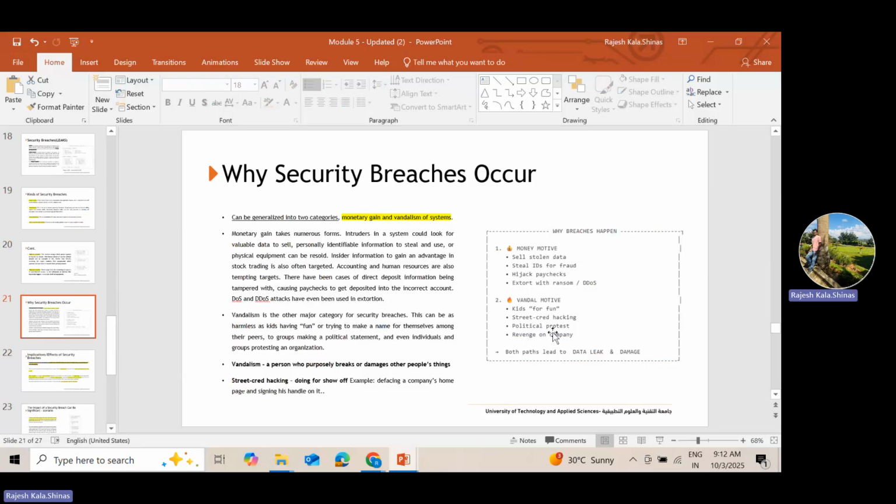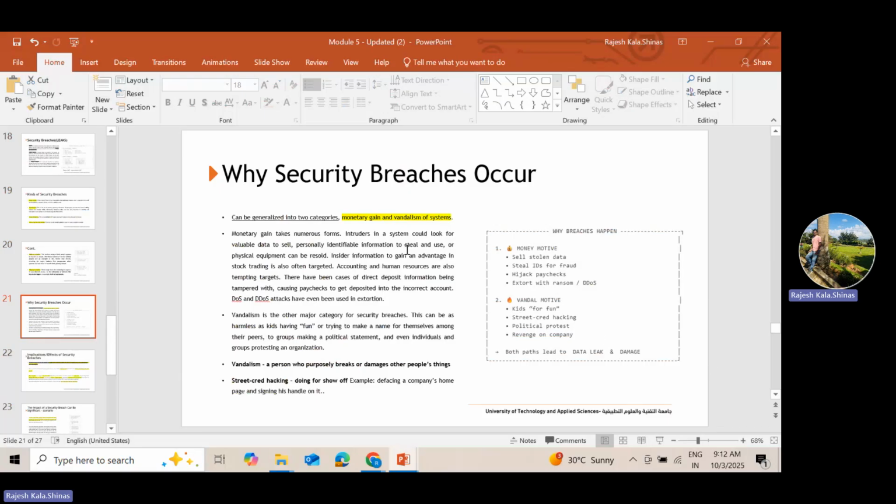Then political protest. Some people are protesting. They have some political interest, so they are against the country, and they also can hack the website of that country. Then revenge on a company. Somebody is working in a company and he is not getting good payment, so he has some revenge against the company. They also can do some bad things to the company's website or company's data.